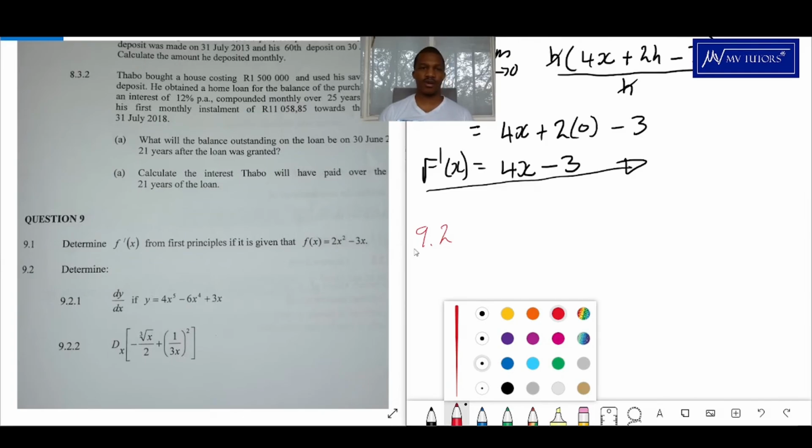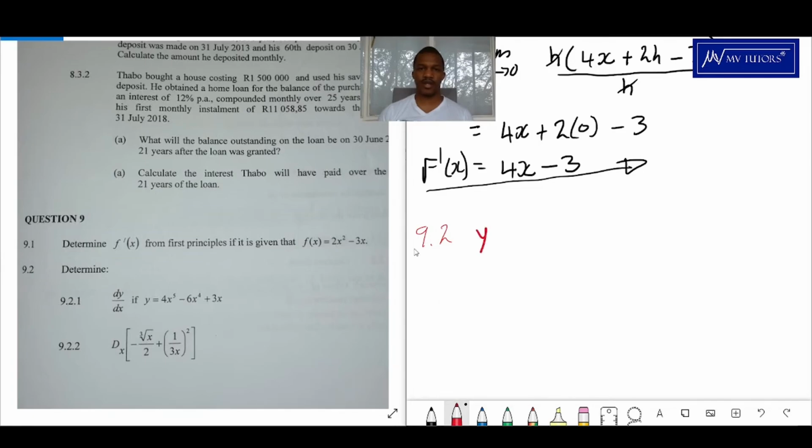Okay, so I'm just gonna say y is equal to 4x to the power 5 minus 6x to the power 4 plus 3x, and then the differentiation of y in terms of x is, therefore, if I bring this down here, it multiplies a 4 and a 5, that's 20x, 5 minus 1 is 4.